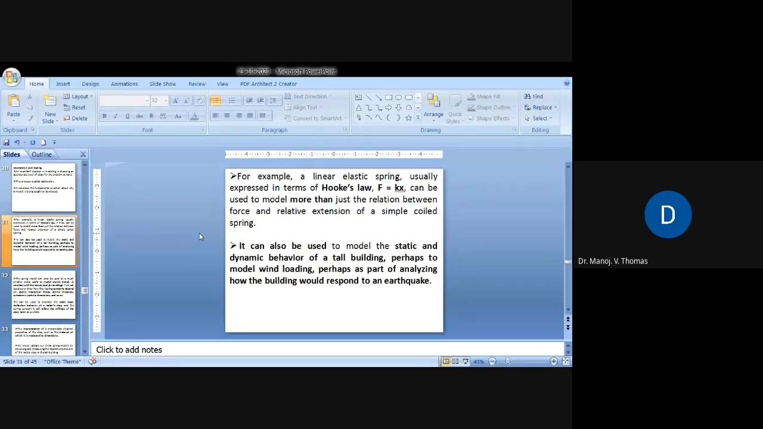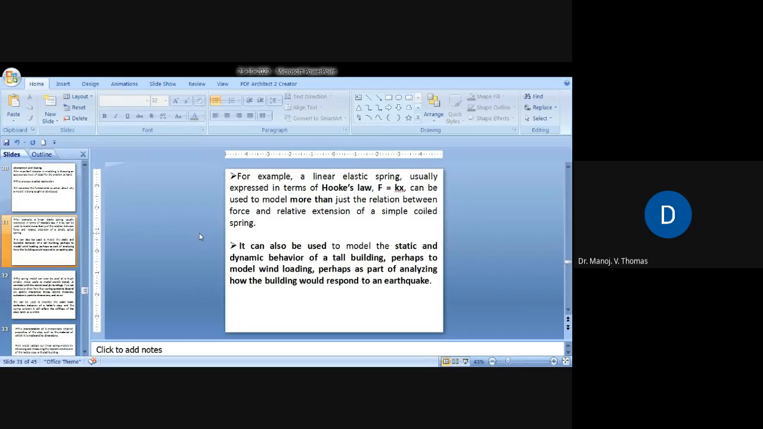Hooke's law, you might remember, can be used to model more than just the relation between force and relative extension of a simple coiled spring, how much it extends. You apply a force F and the spring elongates by a length x. This is represented as an equation which involves a factor k. What is that k? It is called the spring constant. When we represent the relation between the force and the elongation as an equation, we say F is equal to kx. This is called Hooke's law.